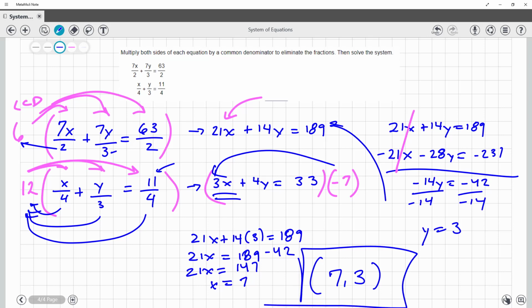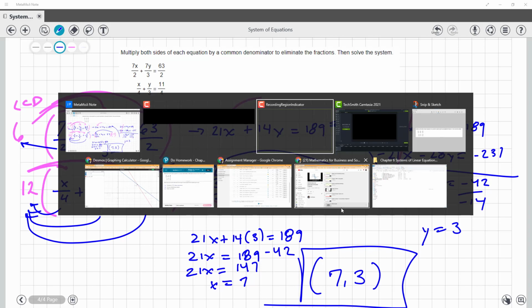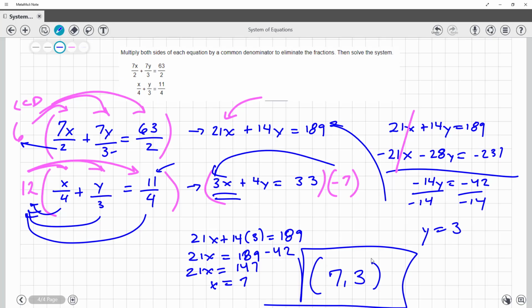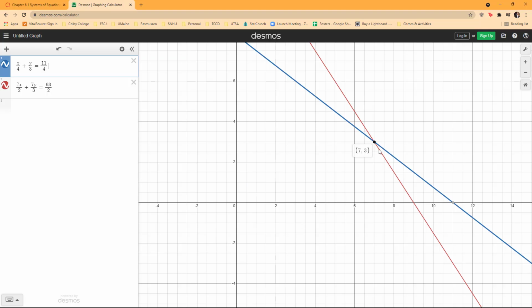Now, for those of you that don't listen to me, why don't you listen to me? How many of you just graphed it from the beginning? Look at that. There's my answer, 7 and 3. If you graphed from the very beginning, that's my point, you can see that these are very quick to solve because you're going to be doing a lot of these with applications, so you want to be able to solve these very quickly. And the 2 by 2, easy with a graph.